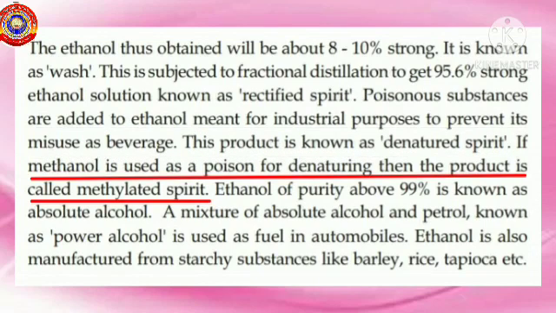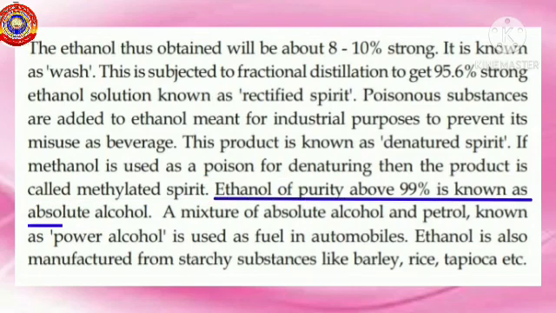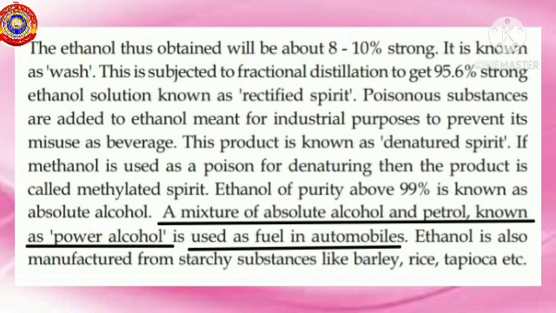The poisonous substances can be either methanol or pyridine. If methanol is used as a poison for denaturing, then the alcohol is known as methylated spirit. Remember, the word methylated refers to the addition of methanol as poison in ethanol. Got it? Ethanol of purity above 99% is known as absolute alcohol. So what is the percentage composition of absolute alcohol? Yes, 99%. A mixture of absolute alcohol and petrol is known as power alcohol. This power alcohol is used as fuel in automobiles.